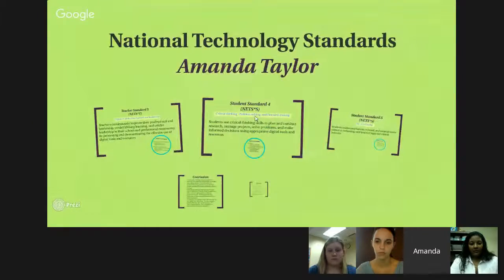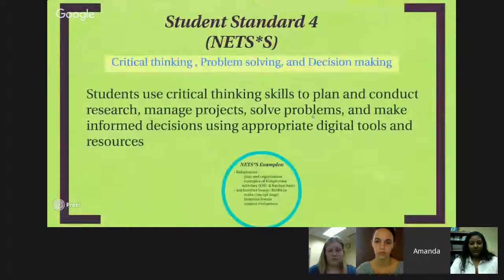And then I had student standard number 4, and this one was critical thinking, problem solving, and decision making. And so students should be able to identify and define authentic problems. They should also be able to plan and manage activities to develop a solution or create a project. And they should be able to collect and analyze data to identify a solution or make informed decisions.